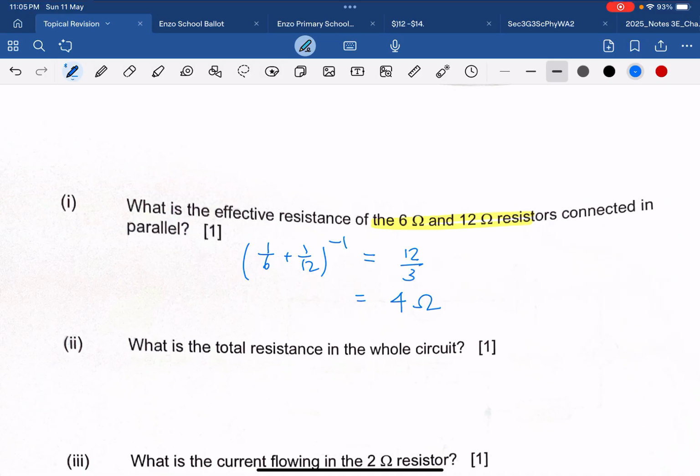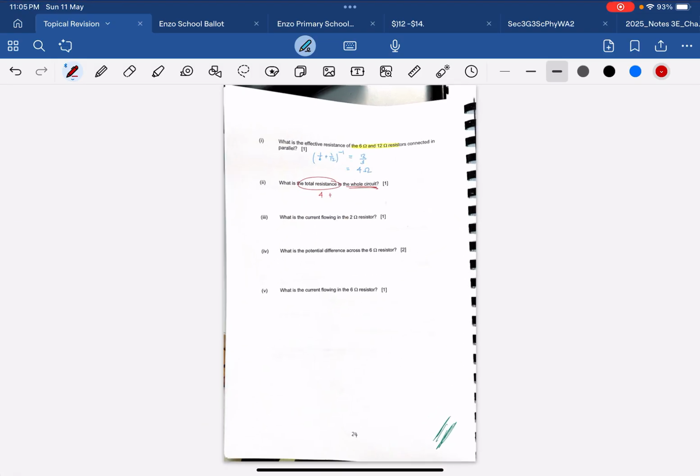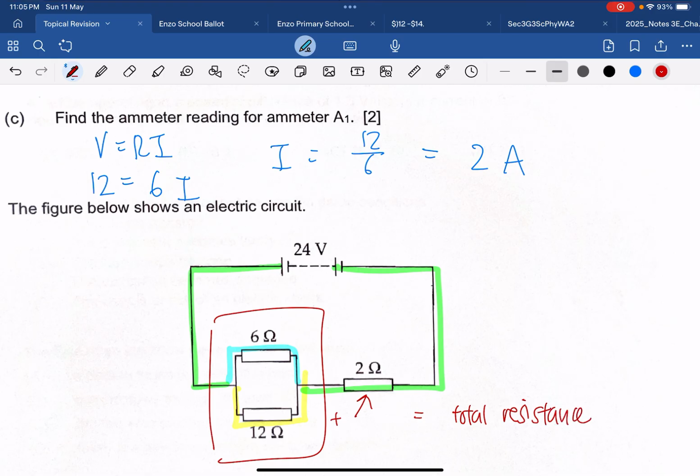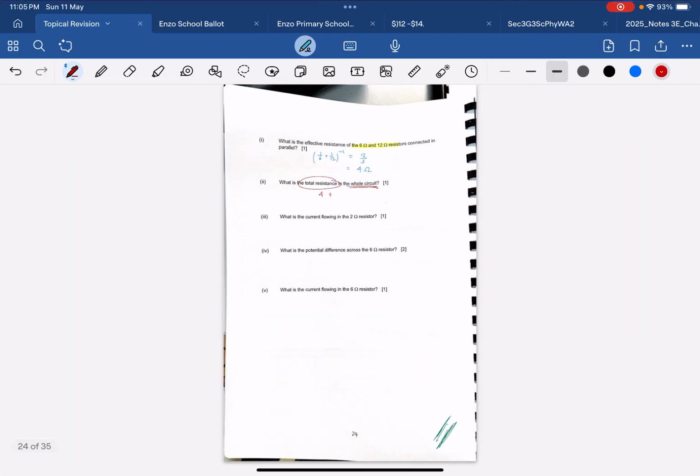They wanted the total resistance in the whole circuit. So I must add the series resistor, which is this one. I must do this one first, then add this, and I will get the total resistance. So plus 2, I get 6 ohm.